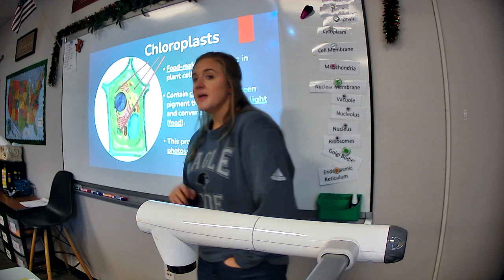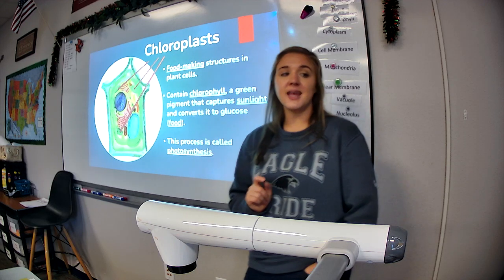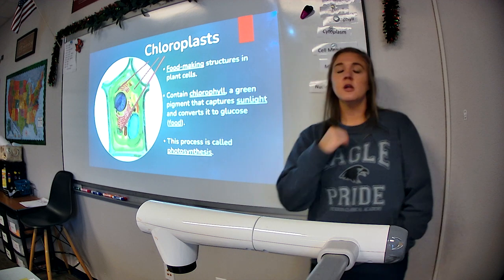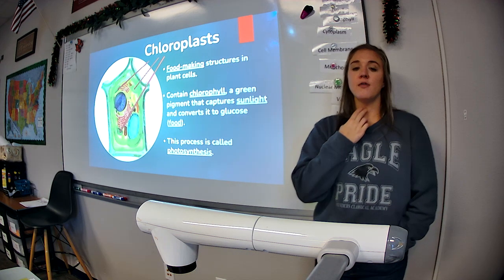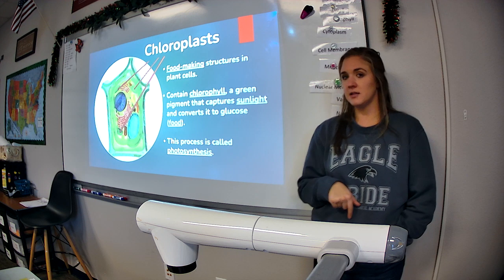We know that plants are autotrophic, right? We discussed that earlier. That means they can make their own food. The process they use to make their own food is called photosynthesis, and that takes place in the chloroplasts.